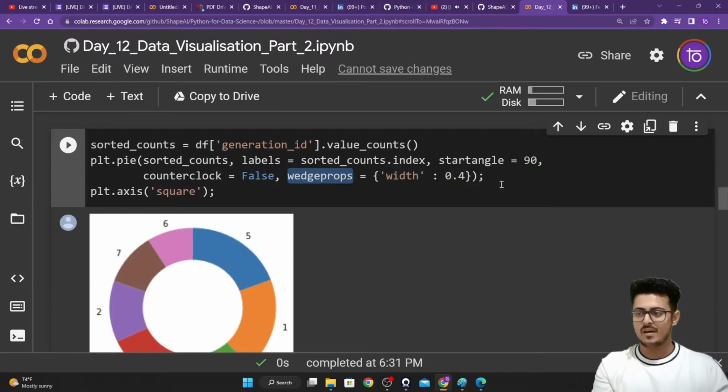Sorry, I might stutter a bit. I've been talking since the morning. So wedge props, as we are able to see right over here, is basically adding width equals 0.4.